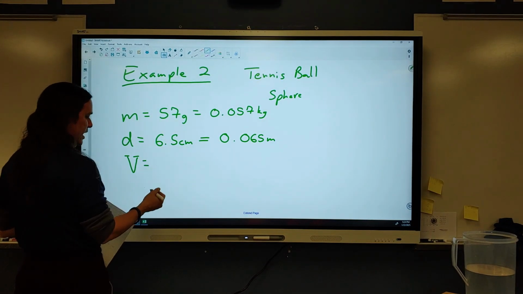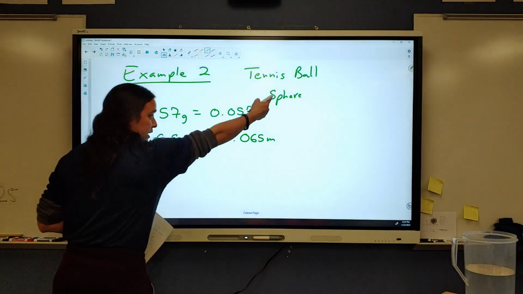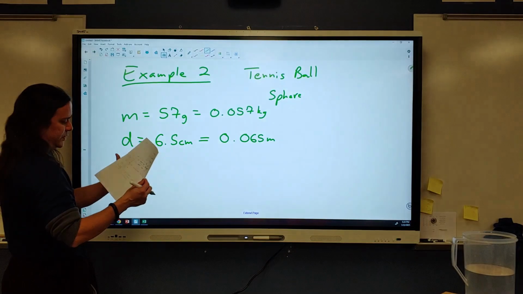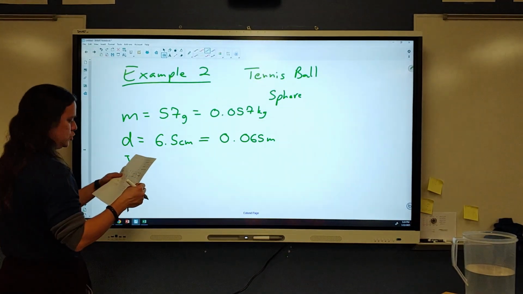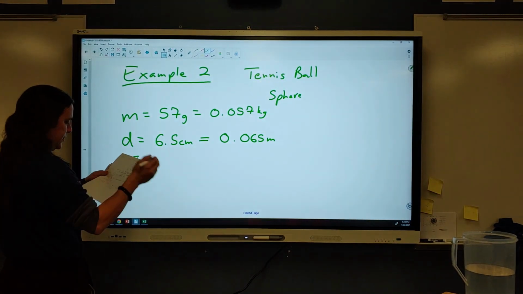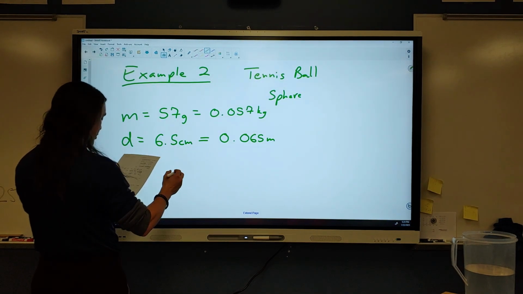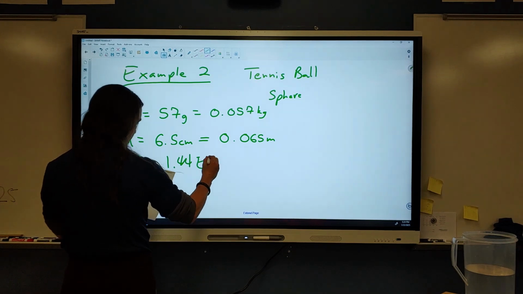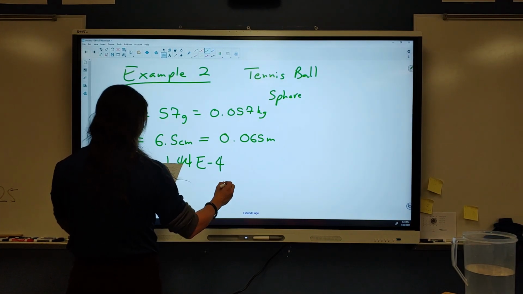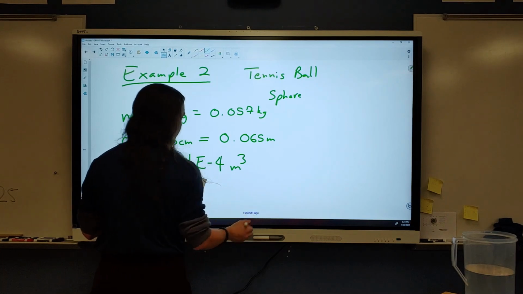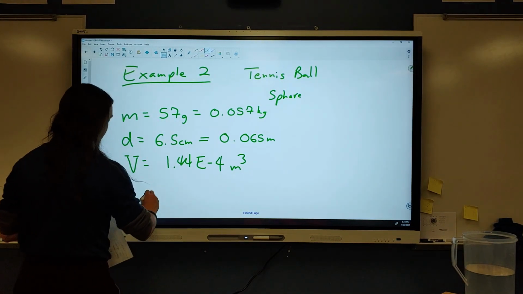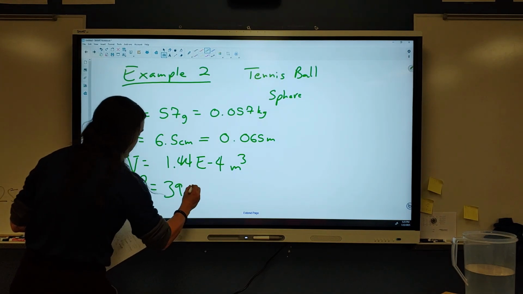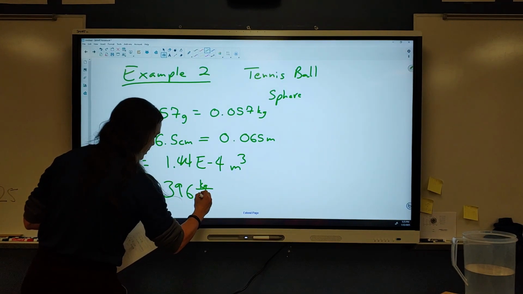I'm going to keep us moving. Once again, we are using the volume of a sphere. So we're doing the approximation based on this being a perfect sphere, although it's not a perfect sphere because it has little indentations, but it should be pretty close. We'll see how good that is. If I've done my conversions and my calculations correctly, I was getting 1.44 times 10 to the negative 4th meters cubed. Now, when I take these combined, I would find that my density is going to be equal to 396 kilograms per cubic meter.